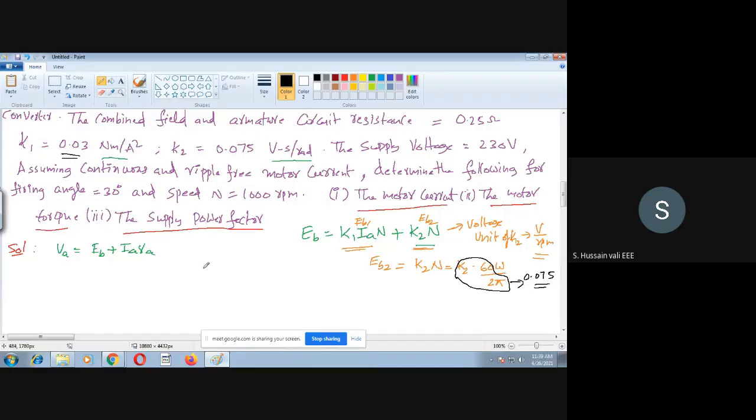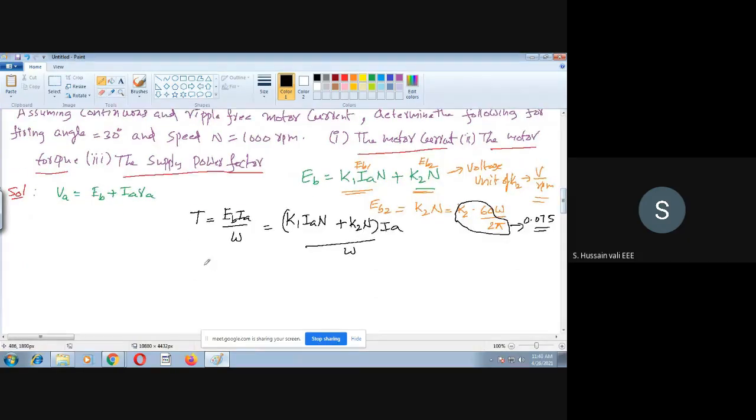If you recall, torque is equal to EB into IA by omega. We can write EB as K1 IA N plus K2 N, multiplied with IA divided by omega. So torque is equal to K1 IA square into N divided by omega, plus K2 N into IA by omega.